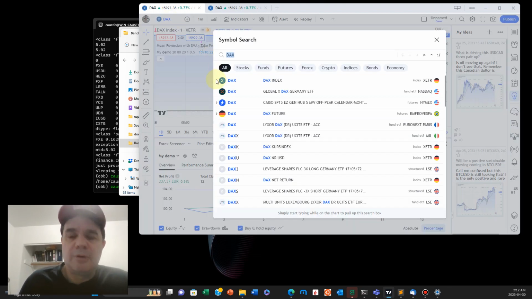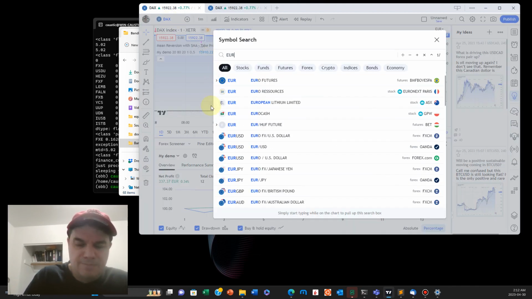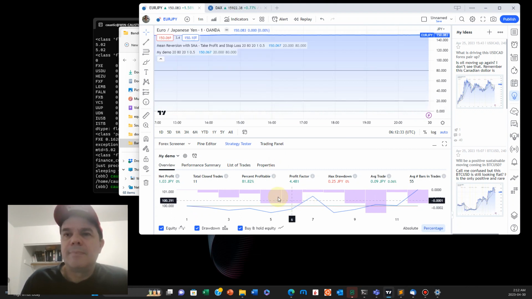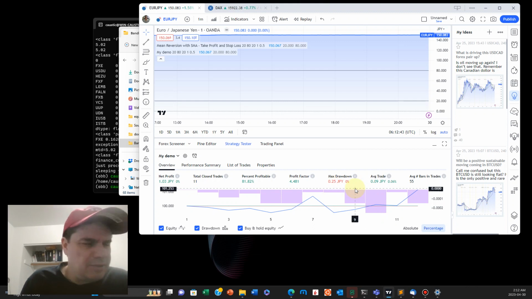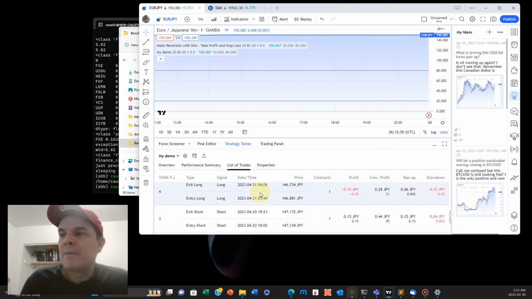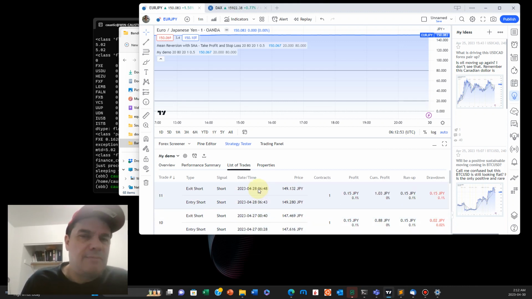Let me pull up one forex pair. So we're looking at the euro Japanese yen. So with the Oanda, you can see here it's up 11 trades, 81% win ratio, strong profit factor 4.4, with little drawdown. And again, if I look at the recent trades here, these are fairly recent and these are almost every day. So I'm not sure if you can add leverage to this broker, Oanda.